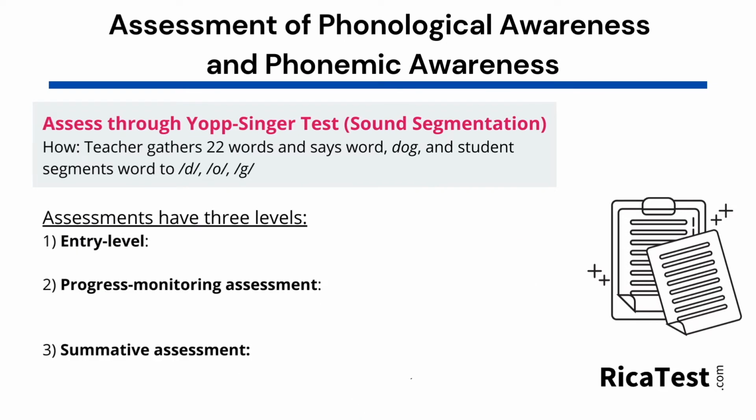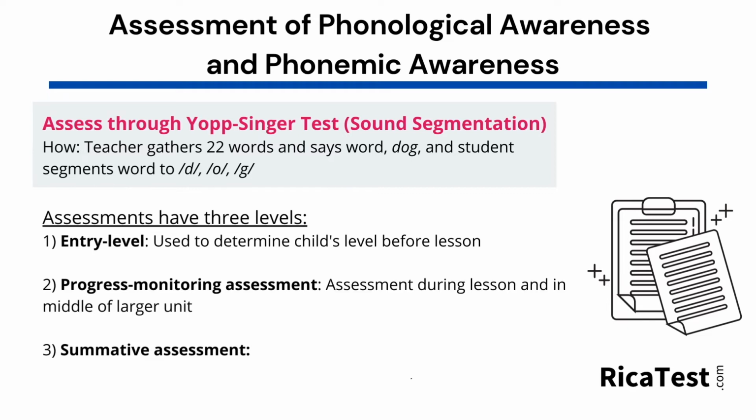The three levels of assessments are first, entry-level assessments, second, progress monitoring assessments, and third, summative assessments. Entry-level assessments are used to determine a child's level before a lesson or unit. Progress monitoring assessments are given during the lesson or in the middle of a unit. This allows teachers to understand which students need more help with the topics that have already been taught, and also show the whole class profile and how the whole class is doing, whether the entire class has learned the material or if the skills need to be retaught to everyone.